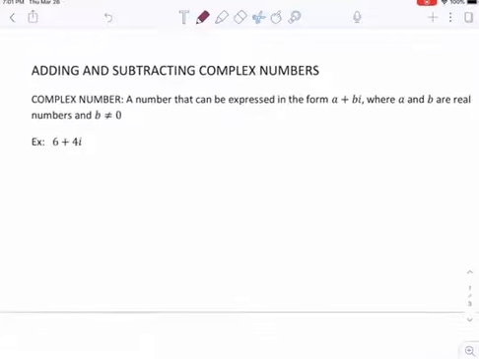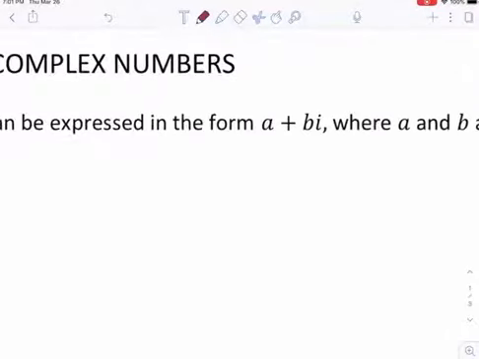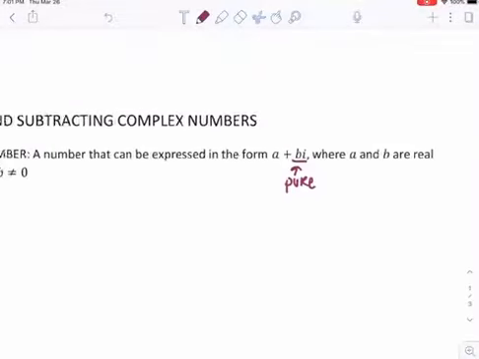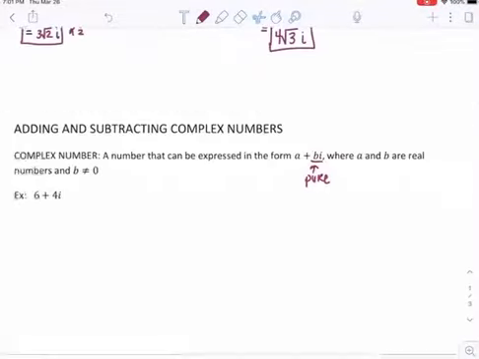Adding and subtracting complex numbers. Well, before we get into actually adding and subtracting complex numbers, let's talk about what a complex number actually is. That is a number that can be expressed in the form a plus bi. Here is my imaginary number. When we just have bi, we call that a pure imaginary number. And a and b obviously have to be real and b can't be 0.